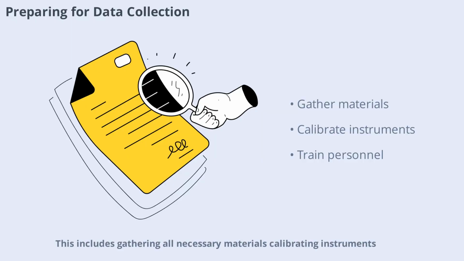Preparation is key to successful data collection. This includes gathering all necessary materials, calibrating instruments, and training personnel. Double-check your protocols and ensure everyone involved understands their roles. Proper preparation minimizes errors and ensures that the data you collect is consistent and reliable. Take time to review your checklist before starting the experiment.